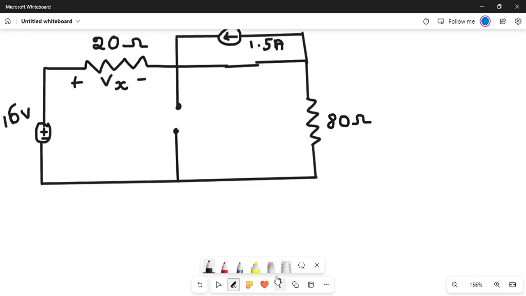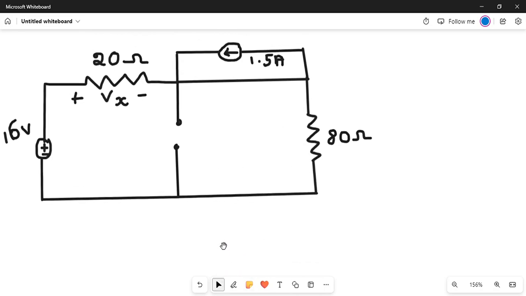Just a minute. I guess there's no connection between the two lines. I'll just rewrite this line again. Fine? Okay. So now I have another one, say 1.5 ampere.